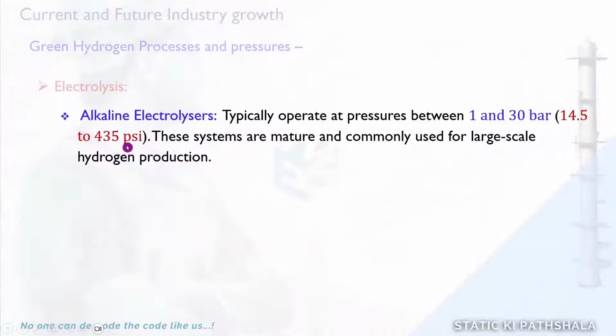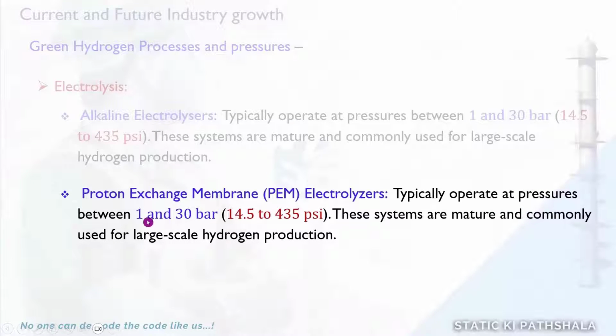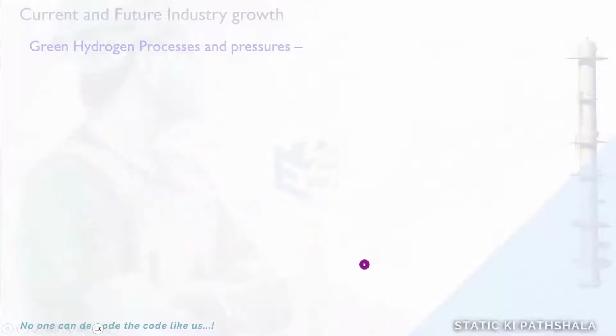So it is well within the reach of Division 1. Division 1 is still 3000 psi, right? Similarly, proton exchange membrane PEM electrolyzers also work in a similar pressure range. So up to 435, Division 1 and Division 2 both can be used, right?